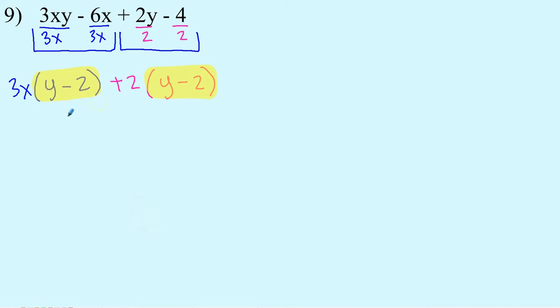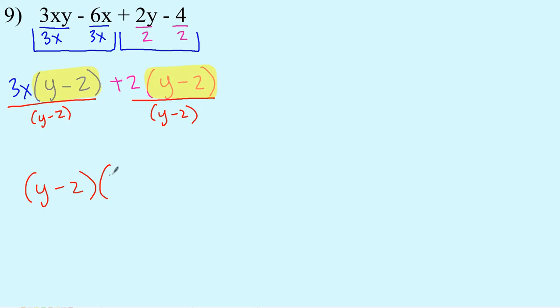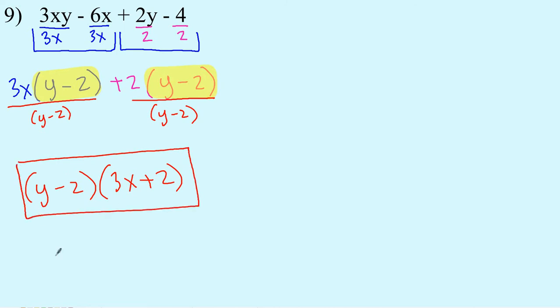Okay? So now, what I'm going to do is what I did before. I look at this term. Ooh, let me change my color. I'm going to look at this term and this term. Well, they both have the y minus 2, so I'm going to divide that out. So put that out front. And when I take away that, I'm left with my coefficients, the 3x plus 2. There's my answer. So GCF of the first two, GCF of the second two, and then GCF of those two.